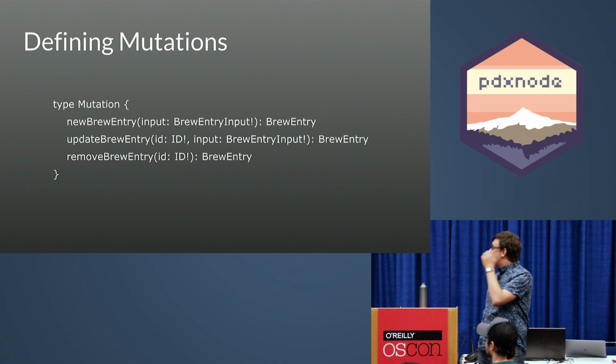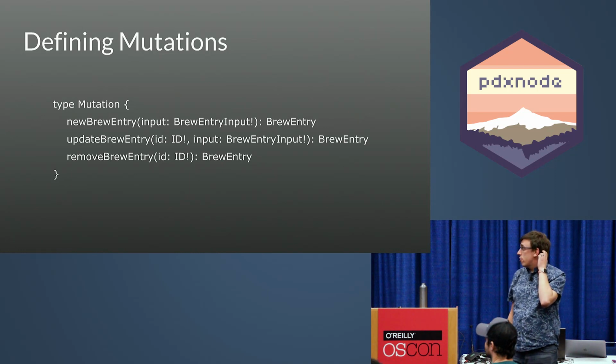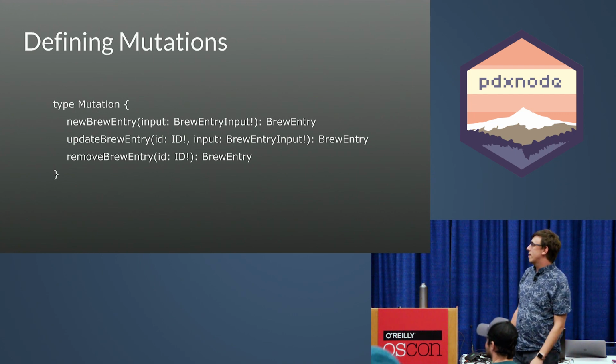So a new brew entry is going to expect a brew entry input. It's going to return a brew entry. Update brew entry is going to take the ID and the input, return the brew entry, and then removing it, it's going to take the ID and delete it.